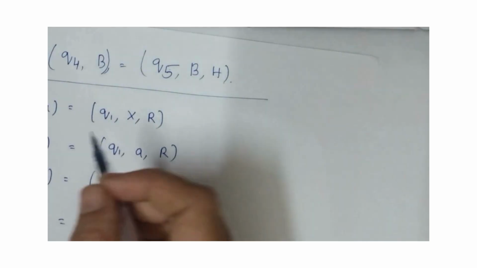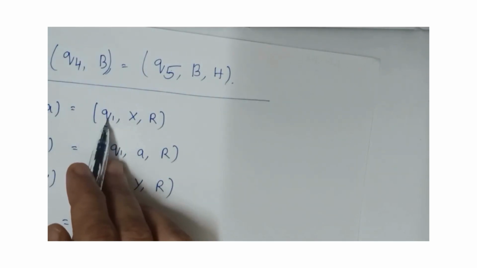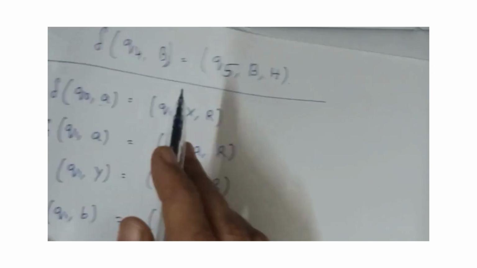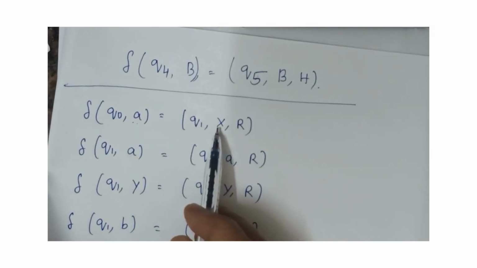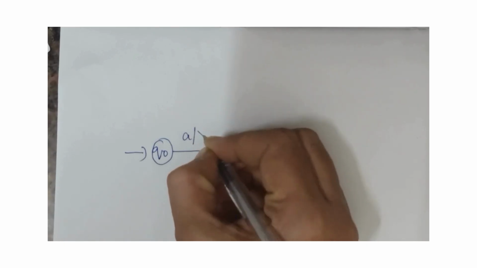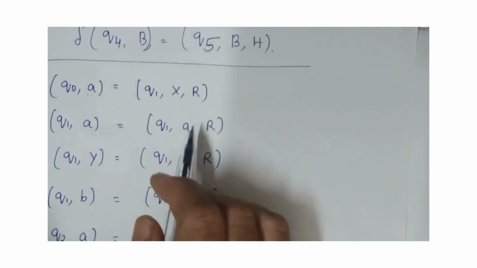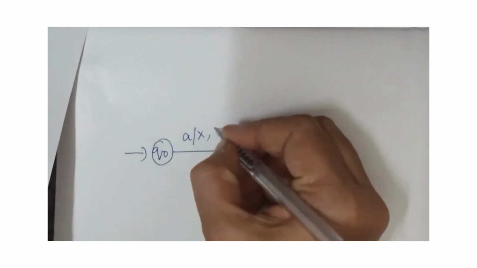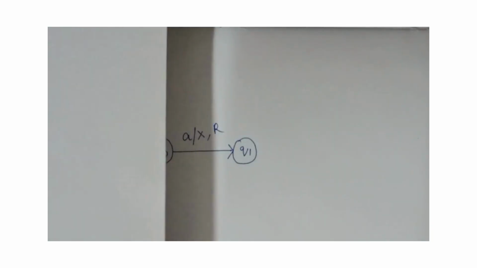Q naught on reading input symbol A goes to the state Q1. A is replaced with X, right? And it is moving in which direction? R. So we will write it as capital R.